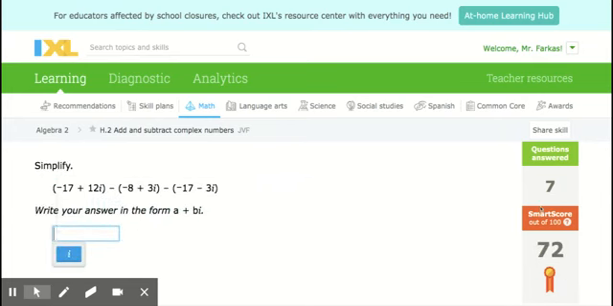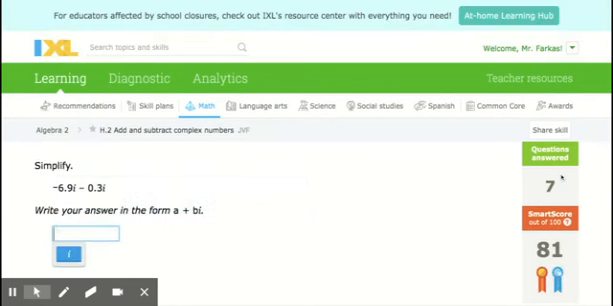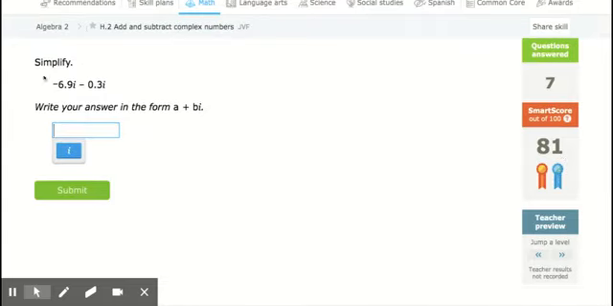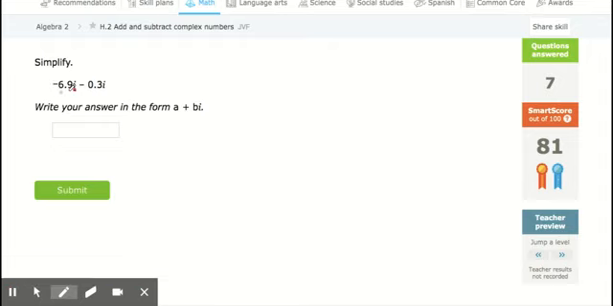Let's jump a little bit higher. Here we have some decimals. So let's go over this one. Let's see, here we have a negative 6.9i and a negative 0.3i. Remember to line up the decimals. Since these both have an i in them, we're combining like terms.